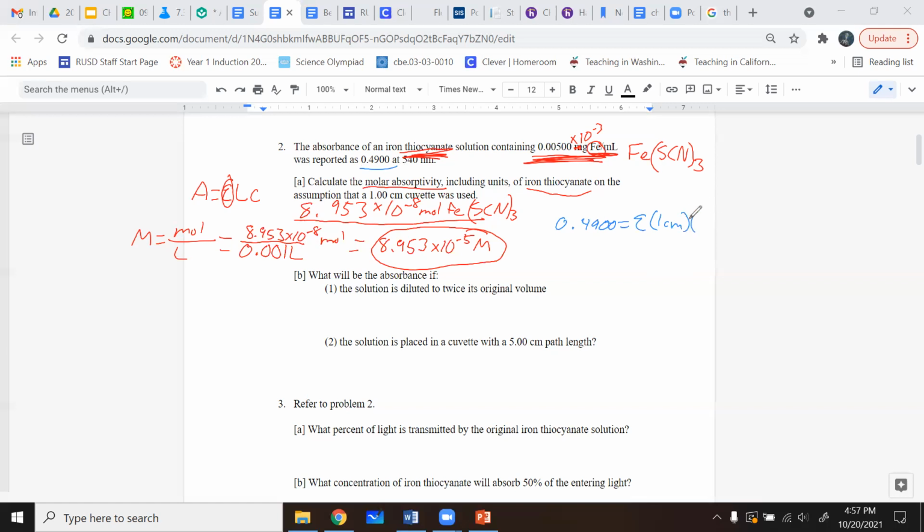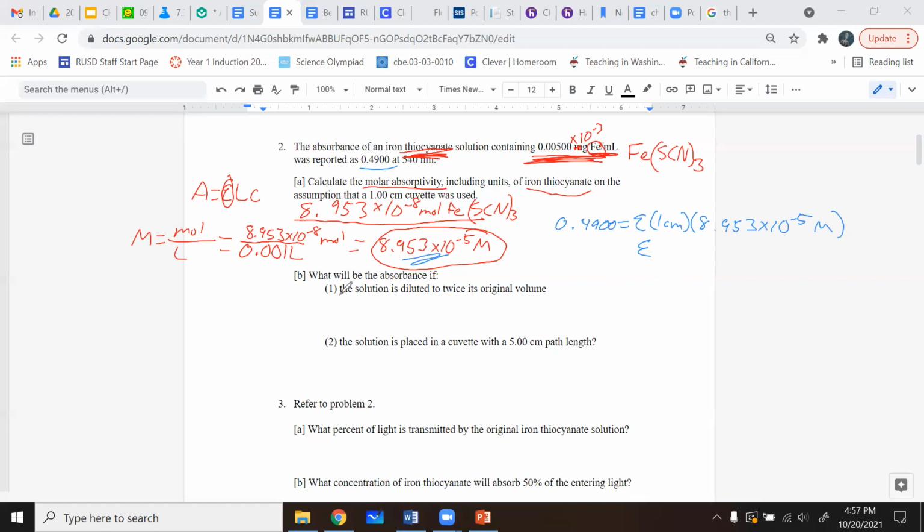And then multiplied by our concentration, which we just figured out over here, the 8.953 times 10 to the negative fifth molarity. Okay, so once you solve that out, you can easily solve for E. And if you're not sure what units belong on that, feel free to look it up. It is in fact in the notes.